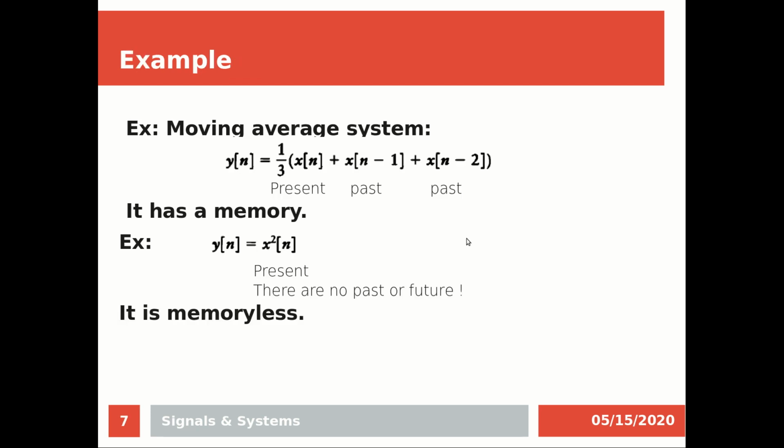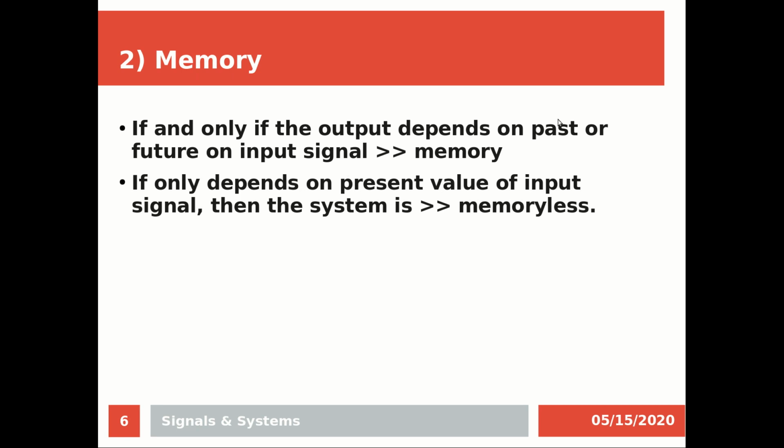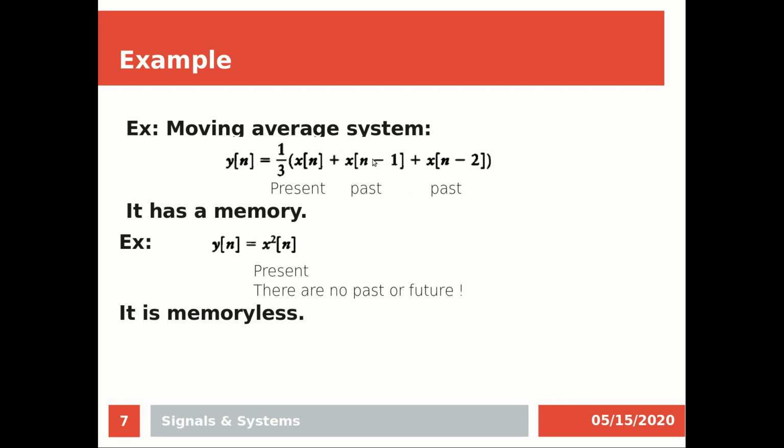Okay, so a moving average system, which is a very popular system, y of n equal to 1 over 3 times x of n plus x of n minus 1 plus x of n minus 2. This is the present, and these are the past, because they are versions of the x shifted to the past by 1 and shifted to the past by 2. So both of them are in the past. As we said, memory depends on the past or the future, one of them. So we have a past here, so I will say it has a memory. This system has a memory, it is not memoryless.